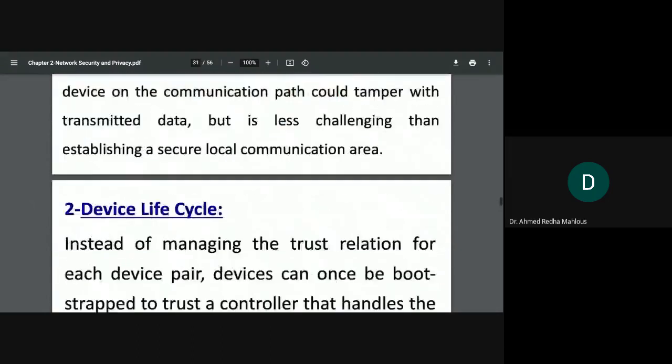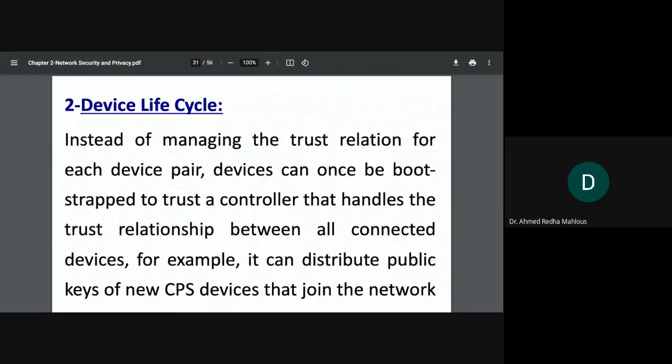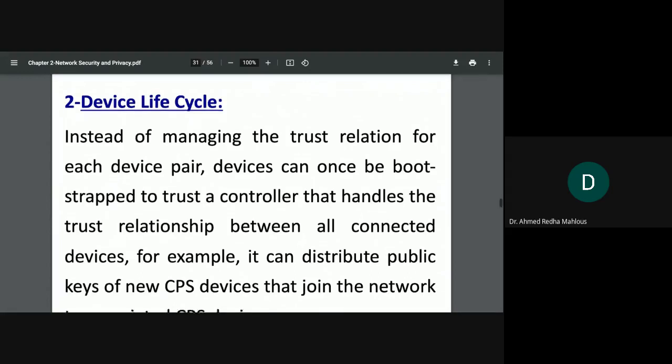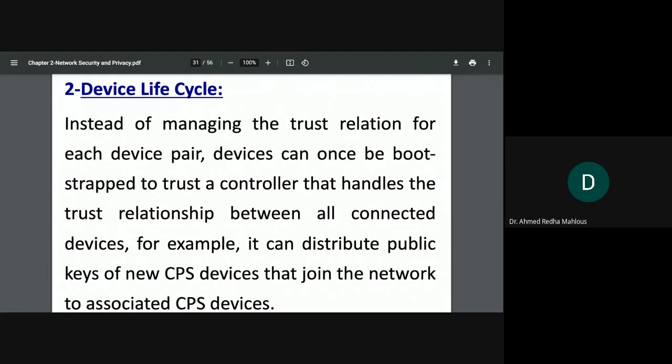Now, for the device level, we talk about the device life cycle. We said that all the devices can have some types of trust between them, and we need to manage that trust between each device pair. When I have sensor 1 and sensor 2, we need to have some type of trust between those two devices. Once they have such trust, we can use the secure bootstrapping and create a trusted relationship between those devices.